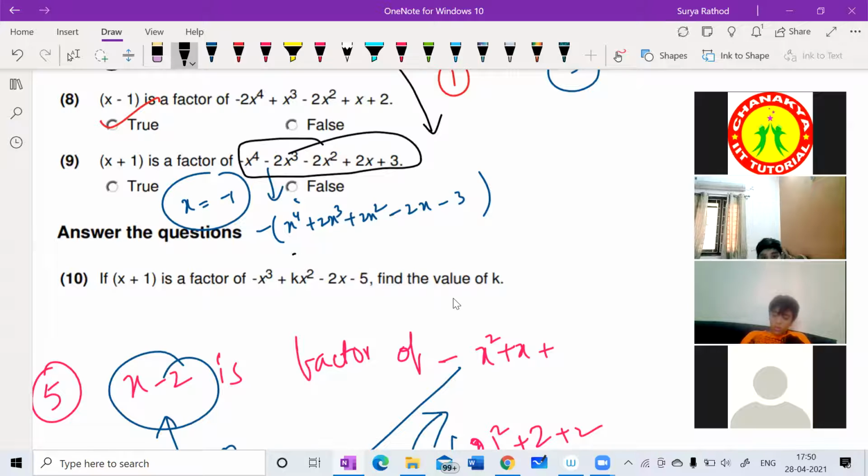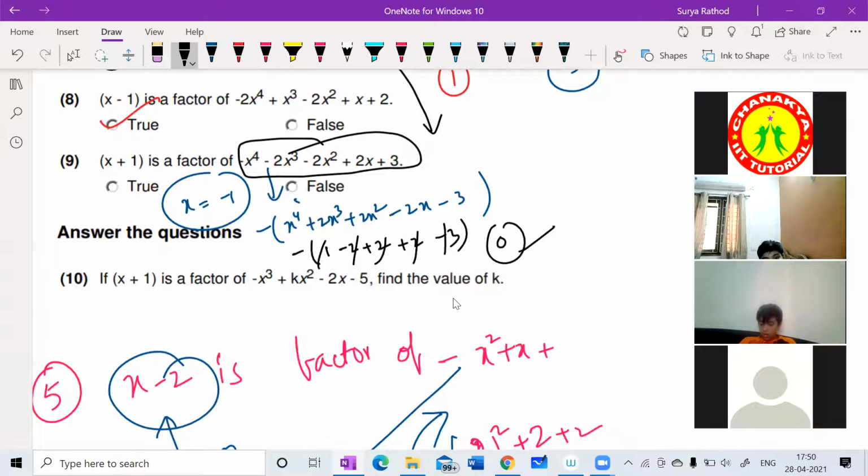See here, minus taken common outside. What do you get here? So plus 1, minus 2, plus 2, plus 2, minus 3. So plus 3 minus 3 will get cancelled. So 0. Yes, it's a true statement. The 9th one is a true statement, guys, not a false statement.